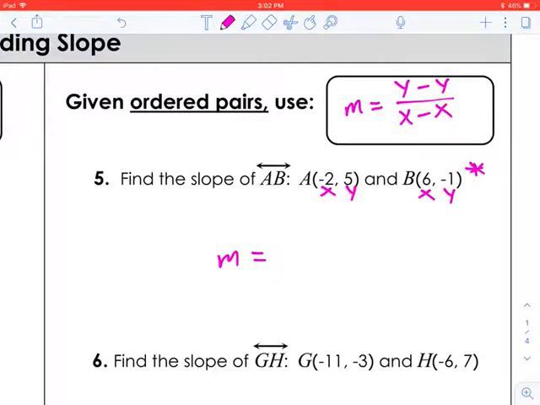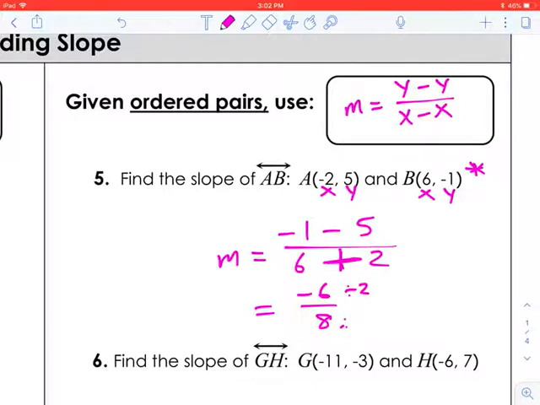So negative 1 is the y value, so negative 1 minus 5 over, since I start with negative 1, I got to start with 6. So 6 minus negative 2. So anytime you have minus minus, you can change that to plus, and I end up with negative 6 over 8. Well, that reduces because I can divide both of those by 2. So it's negative 3 over 4. And there we are.